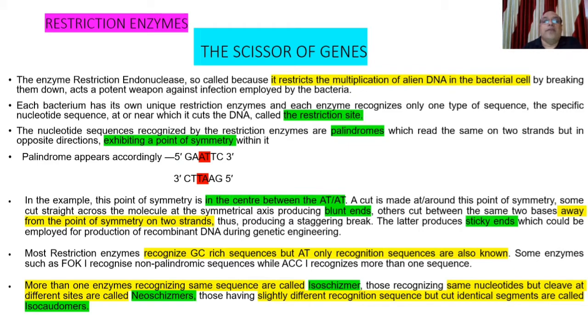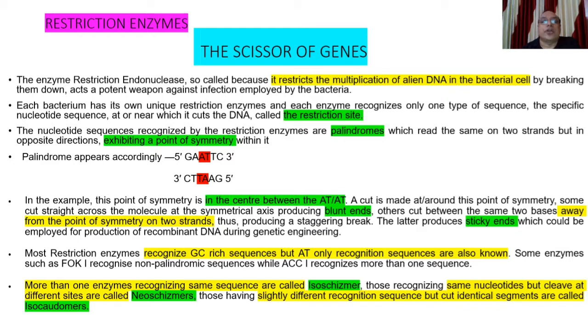For that, we employ an enzyme which may be euphemistically called the scissors of the genes. It cuts the genes at a desired point in such a way that those genes can be annealed, can be coalesced, and can be inserted at desired points too. These scissors of the genes, the restriction endonuclease enzymes, are of great use, and with their discovery we made a quantum jump in the field of recombinant DNA technology.